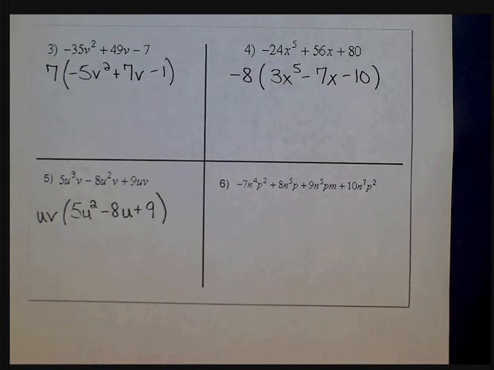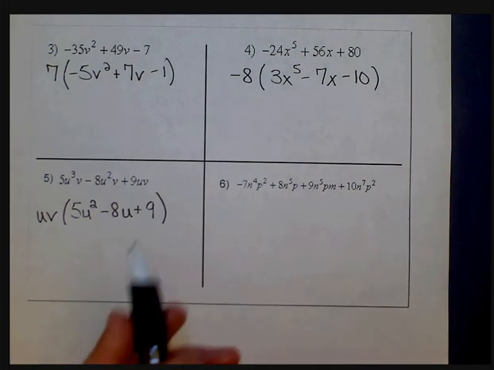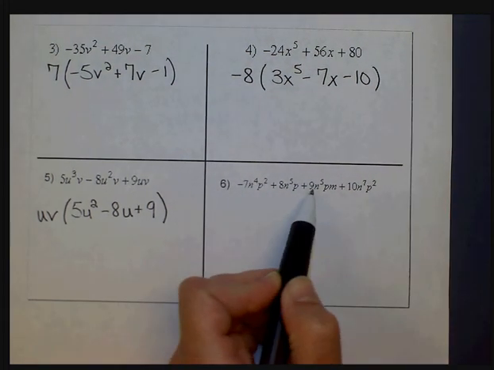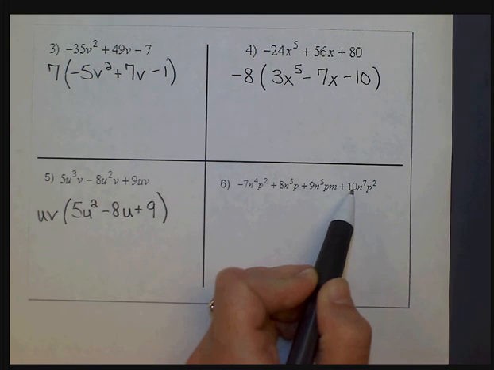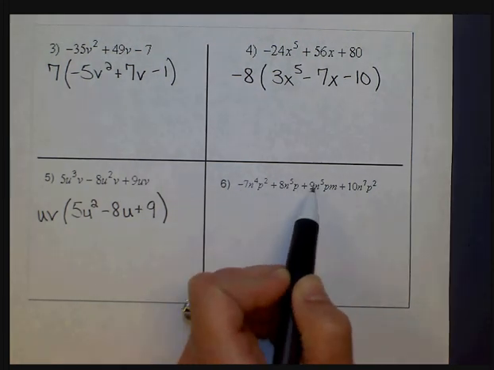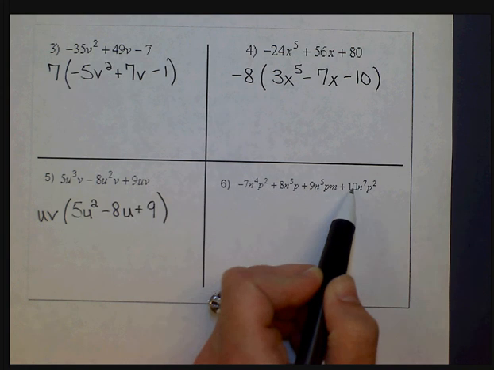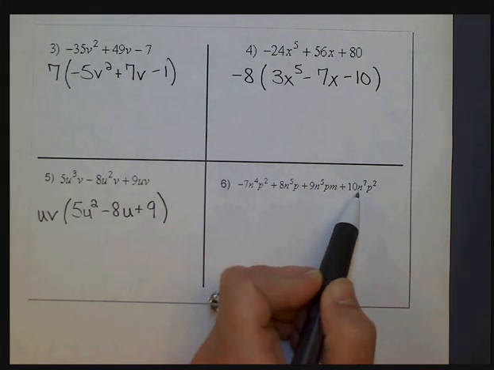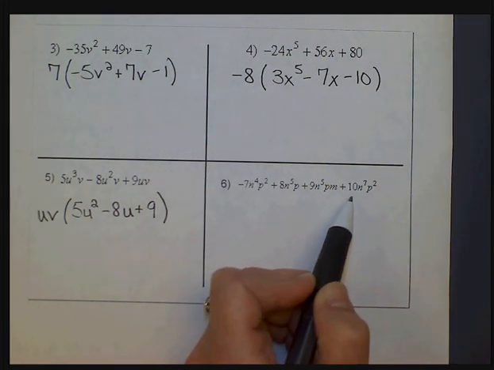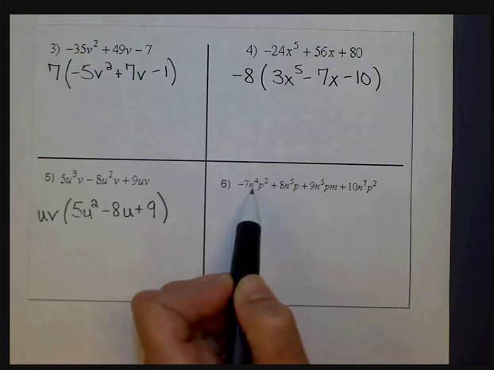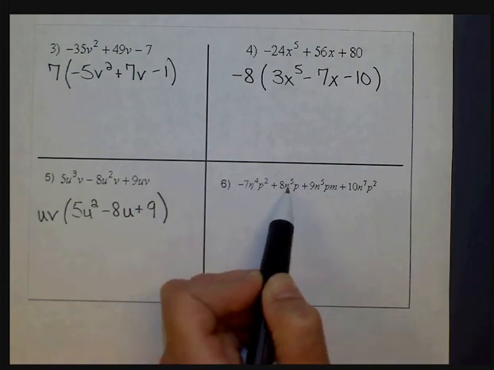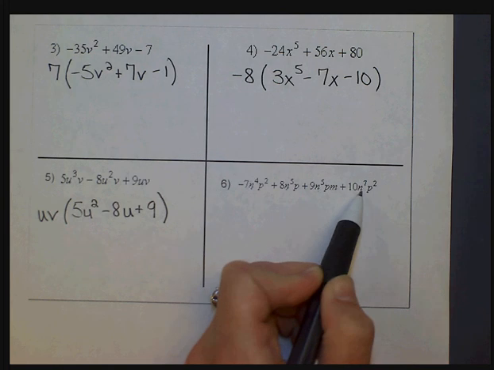Alright, let's look at the last one. When I look at the numbers, -7, 8, 9, and 10, -7 is prime, so all of these numbers would have to be divisible by 7 to have any common factors, and they are not. So there's no common number to pull out. So now I look at my variables. For my n's, I have an n to the 4th, I have an n to the 5th, an n to the 5th, and an n to the 7th.